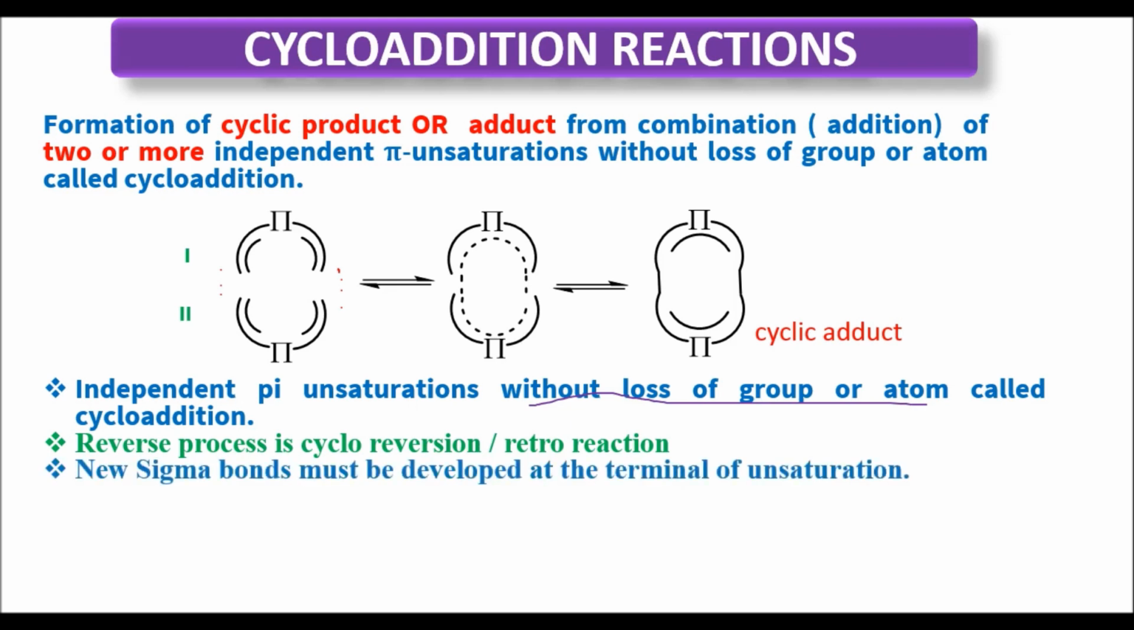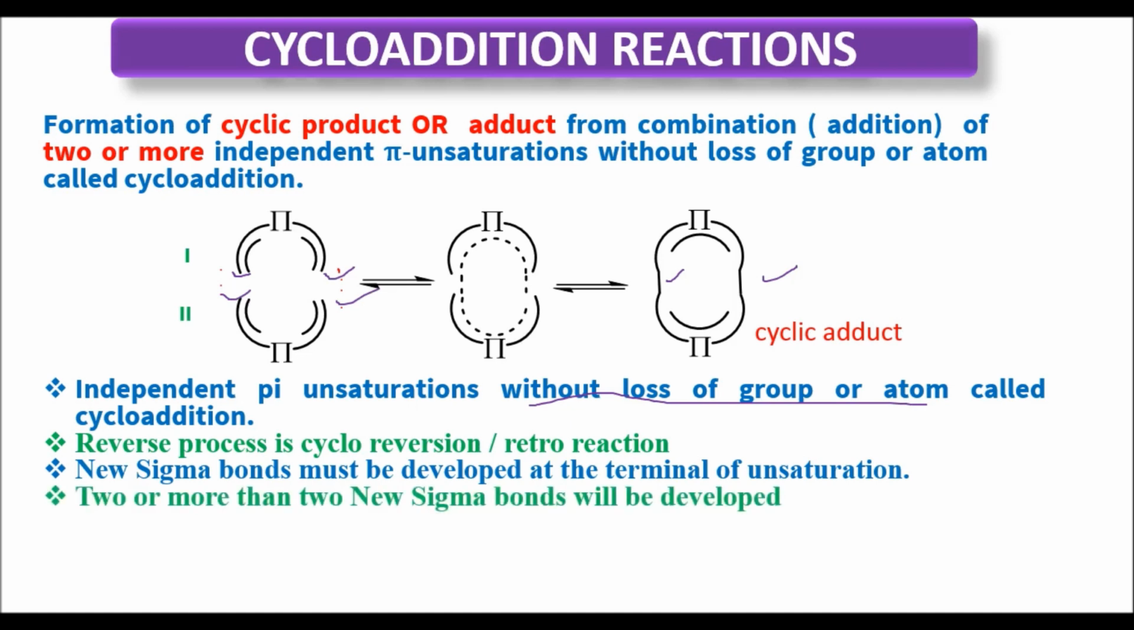In cycloaddition reactions, two new sigma bonds develop at the terminal positions of the pi unsaturations. Here the sigma bonds can be 2 or more than 2, depending on the pi unsaturations involved. In this reaction 2 pi unsaturations are involved, that's why two new sigma bonds are developed.